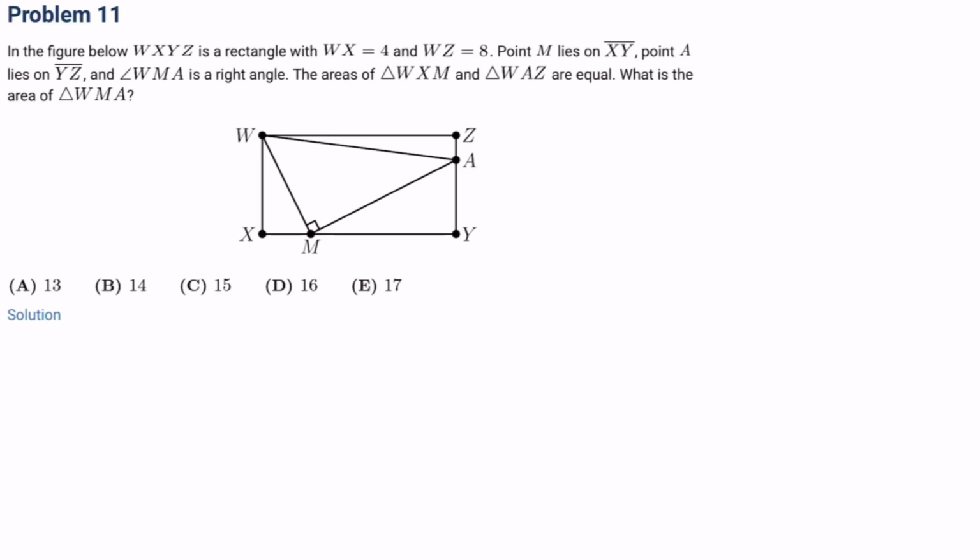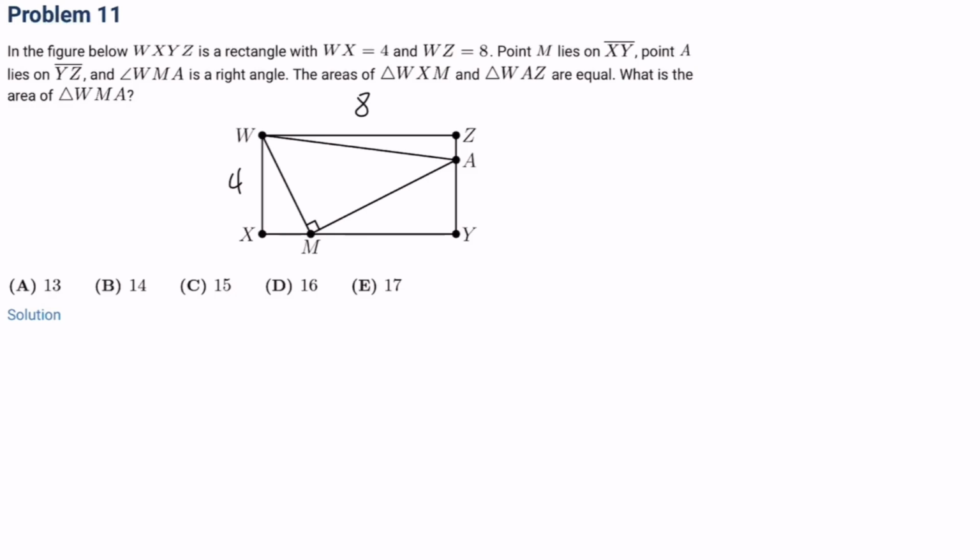Number 11. In the figure below, WXYZ is a rectangle with WX equals 4 and WZ equals 8. Point M lies on XY. Point A lies on YZ, and WMA is a right angle. The areas of WXM and WAZ are equal. What's the area of WMA?